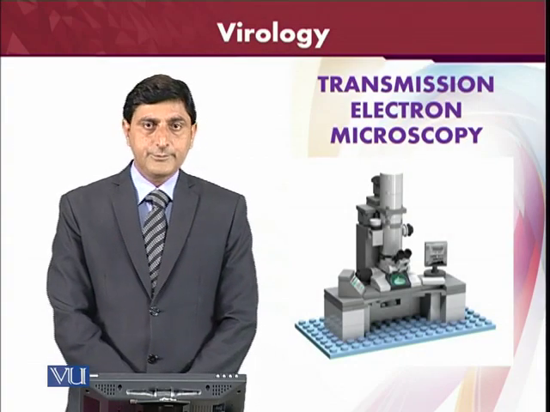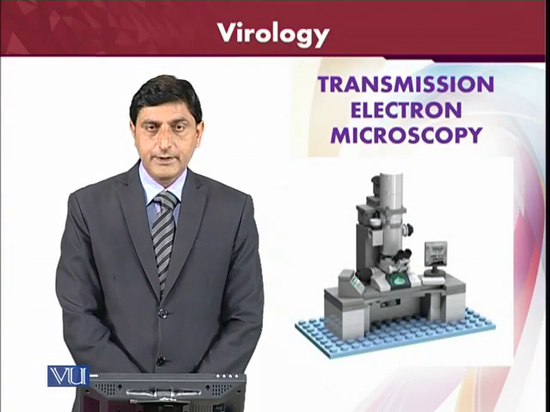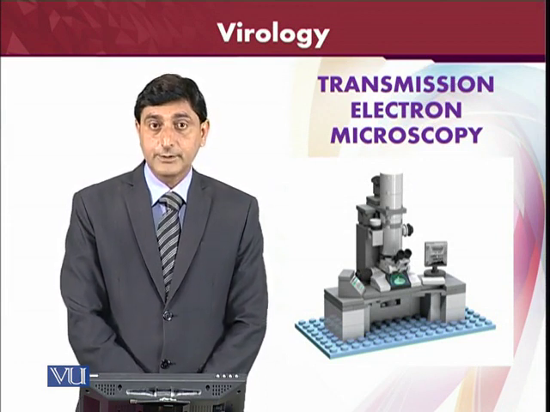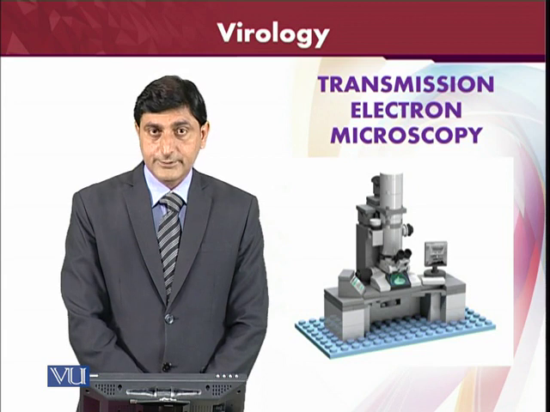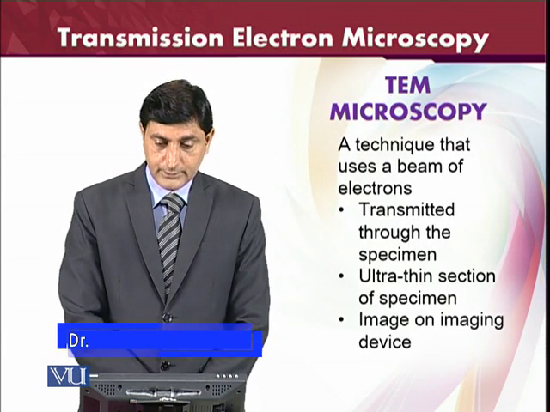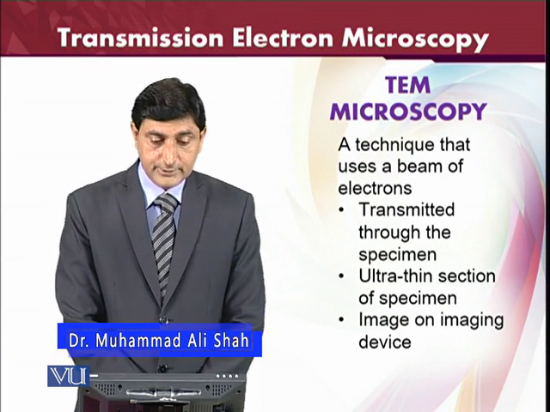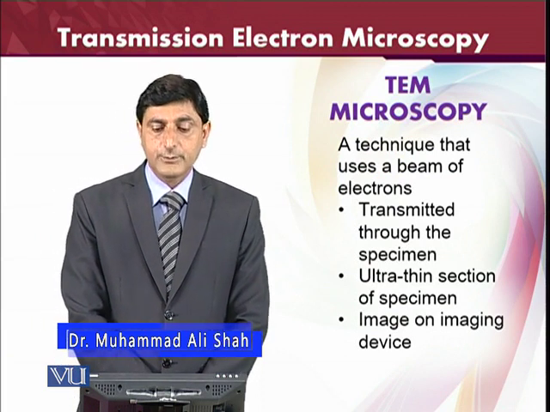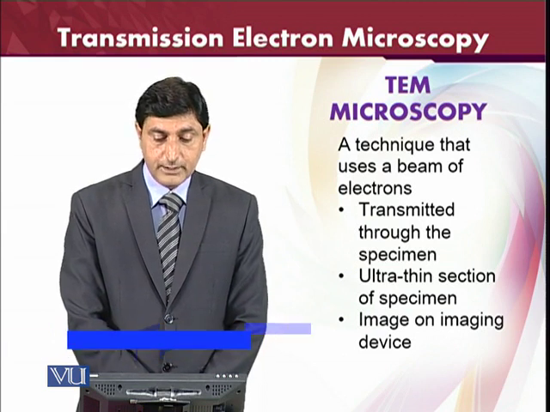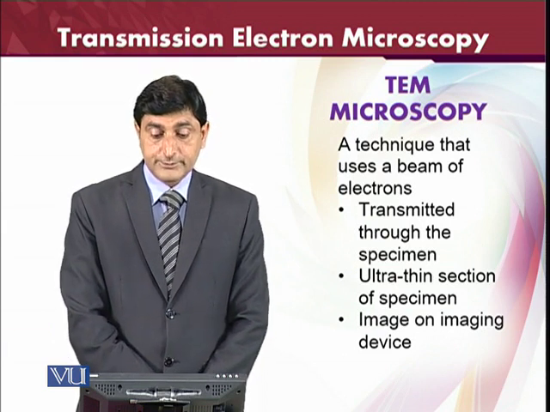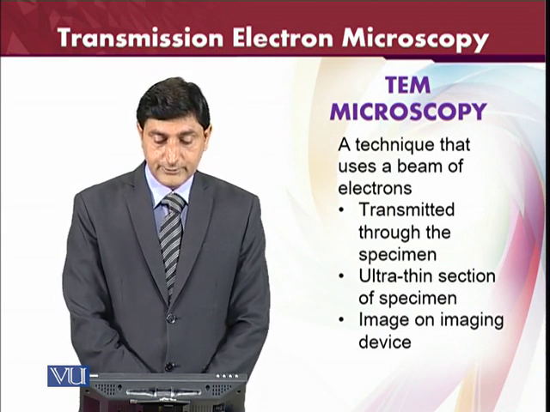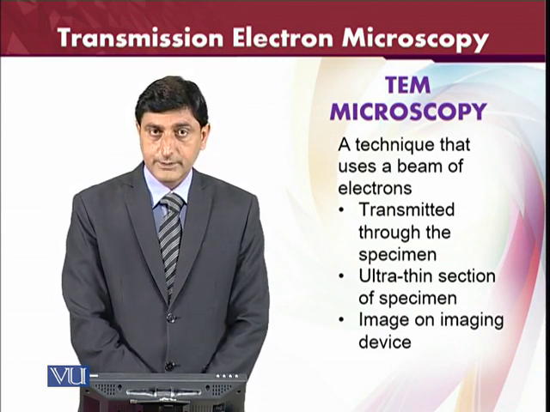So after so many kinds of microscopes, now comes a very interesting one, and my favorite microscope is the transmission electron microscope. It is a really interesting kind of microscope, and you can see images in 3D and 2D also. Transmission electron microscopy, also called TEM, is a technique that uses a beam of electrons transmitted through an ultra-thin section of the specimen, and the image is formed on an imaging device.